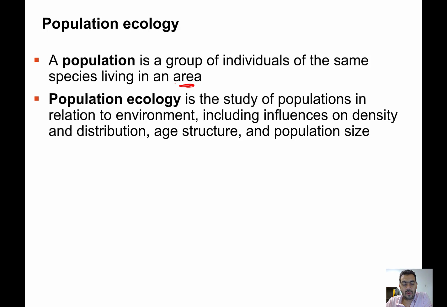So population ecology is the study of populations in relation to environment, including influences of density and distribution, age structure, and population size. Because of that, in the coming slides, we are going to go through density, distribution profiles, and population size and how we can represent population size using mathematical equations.